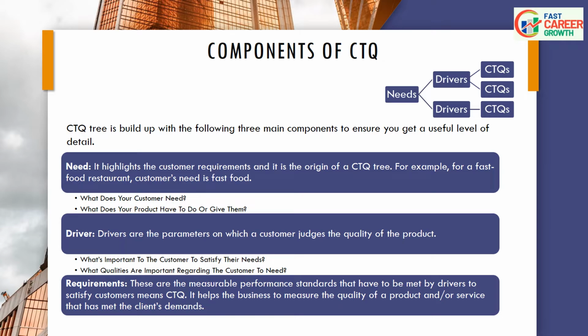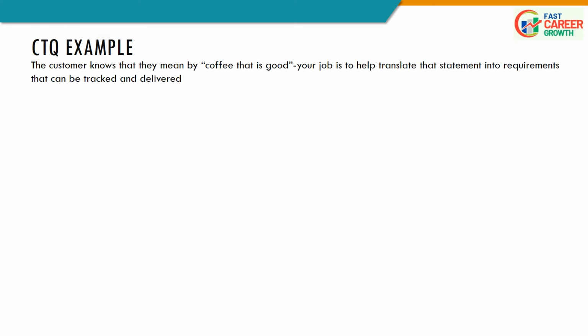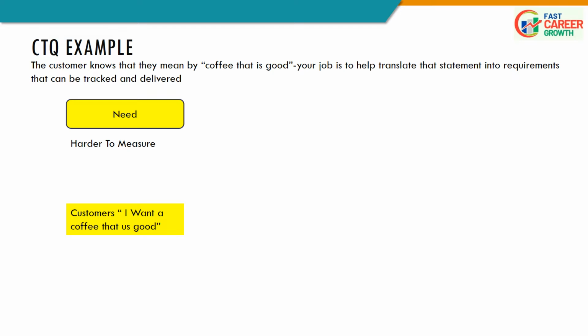Next, see another CTQ example. The customer knows what they mean by coffee that is good. Your job is to help translate that statement into requirements that can be tracked and delivered. As we know, exact needs are harder to measure from the customer's point of view. In this example, the customer said, "I want a coffee that is good." This is a need statement.